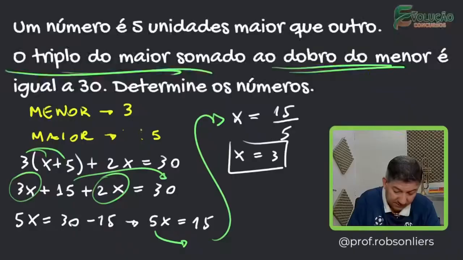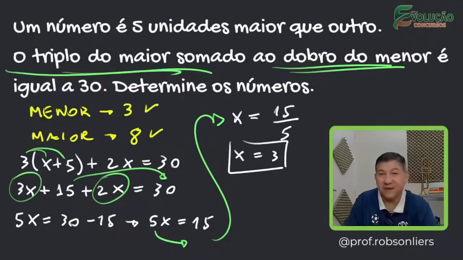I'll write it here. The largest one is 8. So, the numbers are 3 and 8. If you got this, you nailed the question. Awesome. If you solved it in a different way than I did, let me know in the comments.